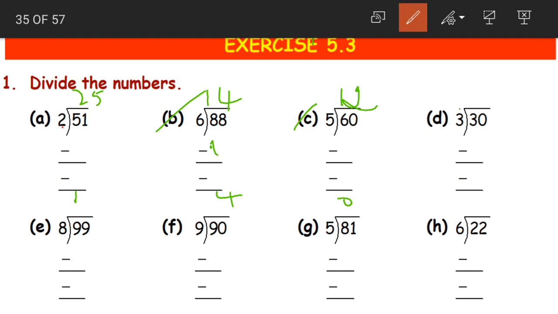Clear, children? Now I want you to solve questions D, E, F, G and H in your notebooks at home. After finishing this class, what you can do is pause the video here, note down these questions in your notebook and then try solving, or else you can take a screenshot, children. Now I'll write the quotients here. The first one would be 10, and for the second one what would it be?